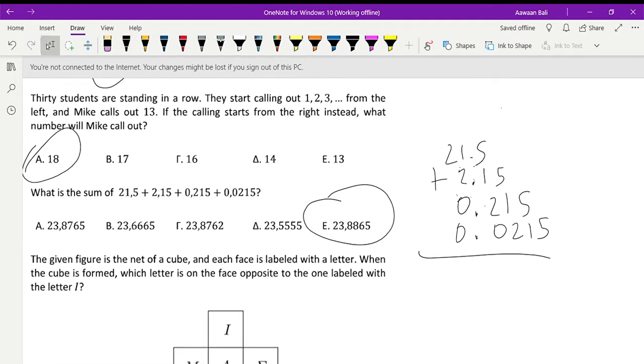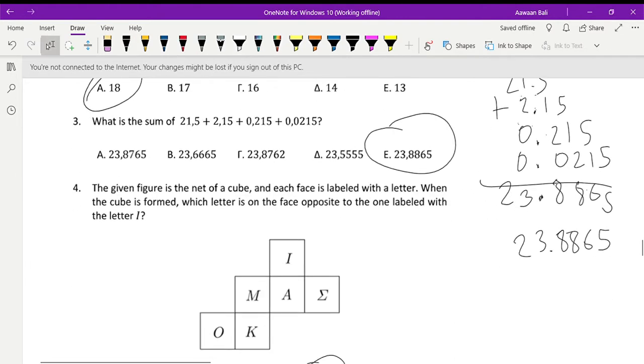Now basically we add up all the numbers that are lined up. So 5 is 5, 5 plus 1 is 6, 5 plus 1 plus 2 is 8, 5 plus, and again we get 8, and then we add the decimal point here, and then 1 plus 2 is 3, and then we have 23. So in the end we get 23.8865. Therefore eta is the answer.